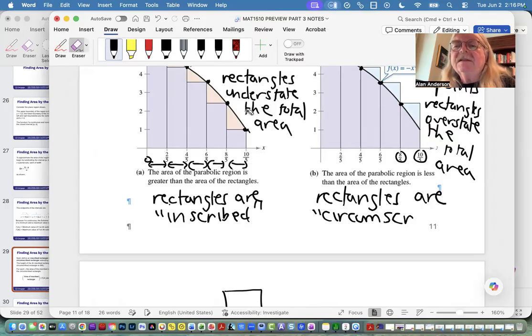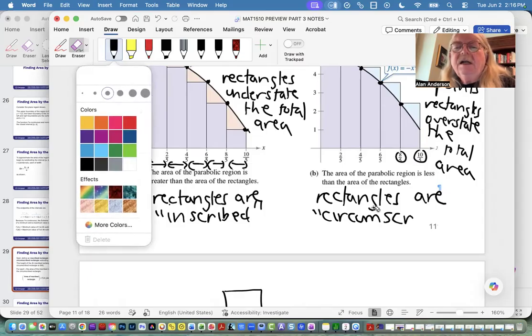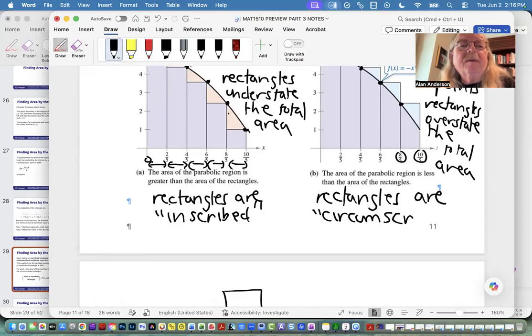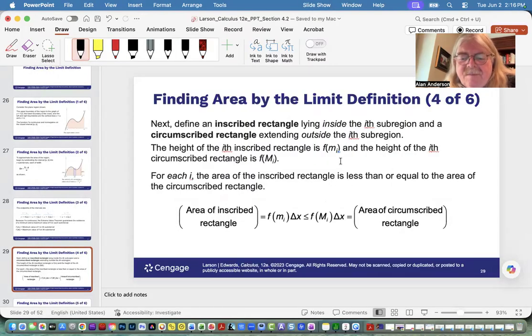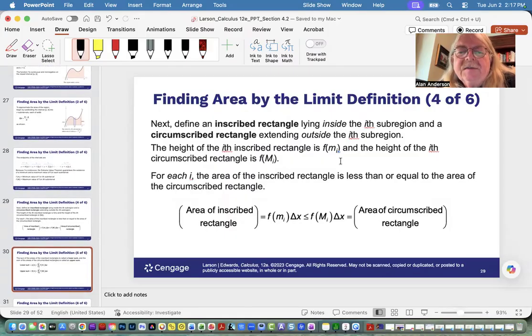I'm sure these come from Greek. I don't speak Greek, so I don't know enough about it, but I'm sure if we looked it up, we'd discover that these are based on Greek words because the Greeks, of course, invented geometry. And so we have rectangles that are inscribed and the rectangles on the right are circumscribed. And of course, the true area is somewhere in between, but as we keep shrinking the width of those rectangles, in the limit, we'll have the same area in both approaches, which in turn is the area under the curve.